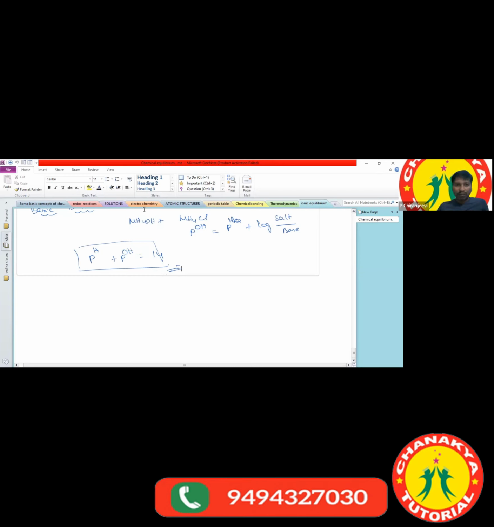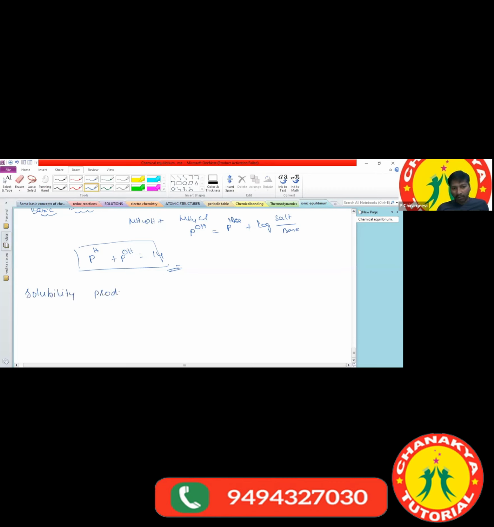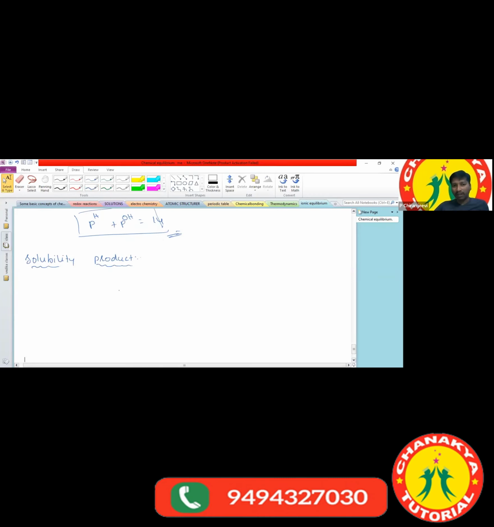Next, we'll go for solubility product. This is one important concept. Based on this, simple numericals, formula-oriented numericals only, they ask in the examination. They ask simple calculations and formula-based calculations only.